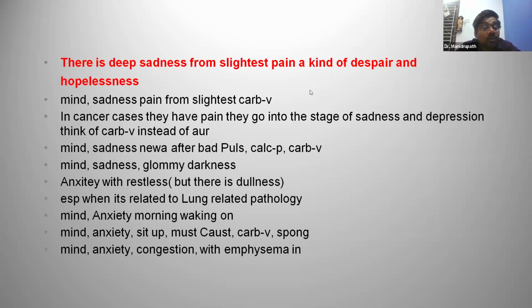Mind: sad, bad news after: Pulsatilla, Calcarea phos, Carbo veg. I'll give you a beautiful question. If a patient comes to you and says, doctor, my child now desires tandoori, grilled chicken, pizza, burger. But whenever she comes to rice now, she cannot eat. She doesn't want to eat. She throws away the rice. What is the remedy?